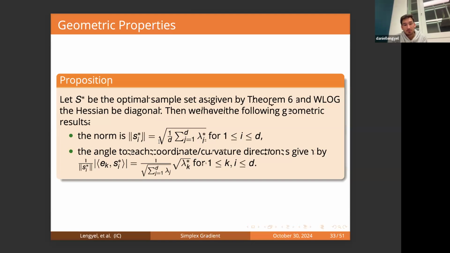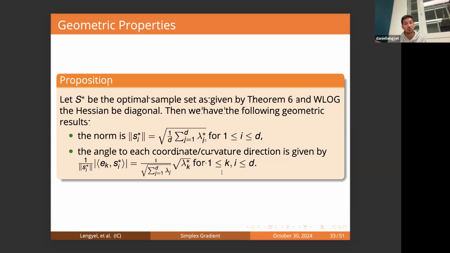Here, just a quick note on what the geometric properties look like. For now, we'll assume that the Hessian is actually in the diagonal space. So the Hessian is just diagonal. This is without any loss of generality. And the norm is just given by the root mean square of the singular values of your sample set. And then we want to look at the angles that each of the sample set points, or the difference vectors, make with the coordinate axes, which are always also the curvature directions associated with the eigenvalues of your Hessian.